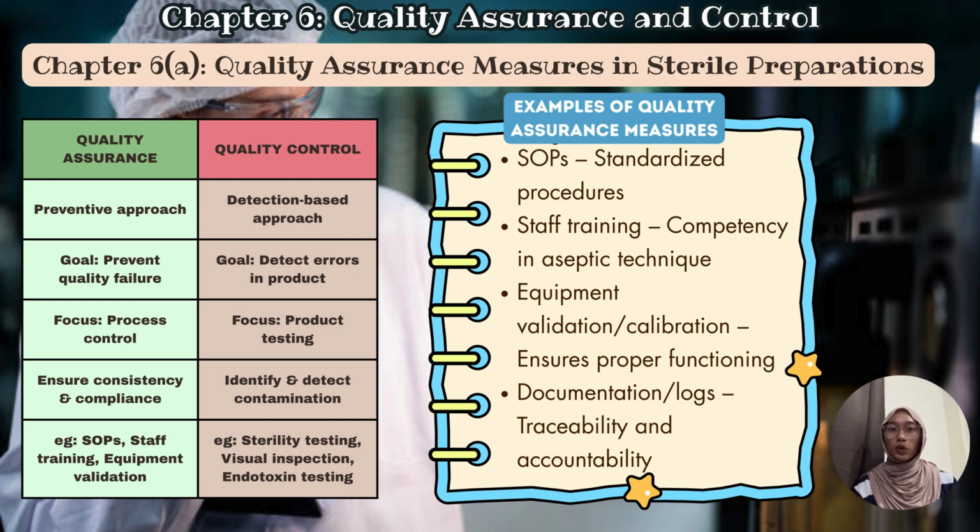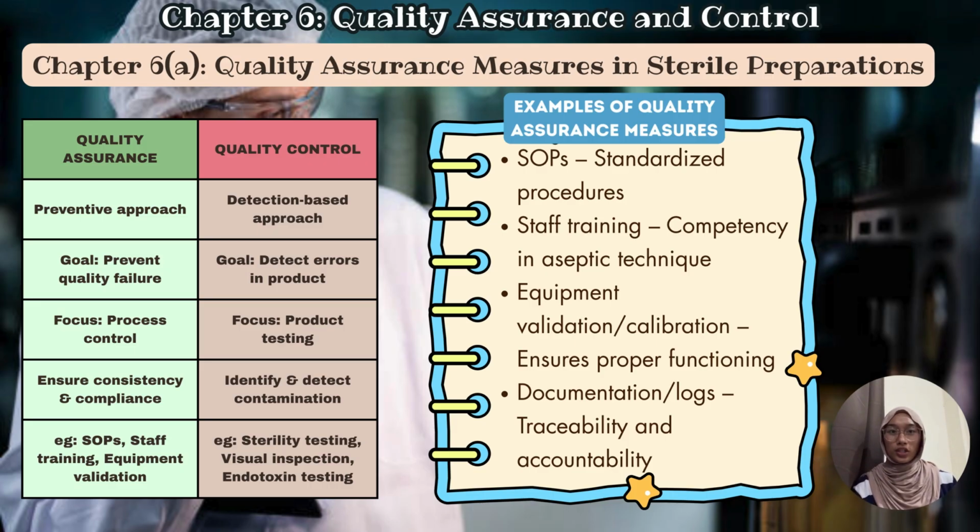To begin, it is important to briefly understand the difference between quality assurance and quality control. Quality assurance is a preventive approach. It focuses on controlling the preparation process to prevent errors before they happen. On the other hand, quality control is a detection-based approach where the final product is tested to identify problems.